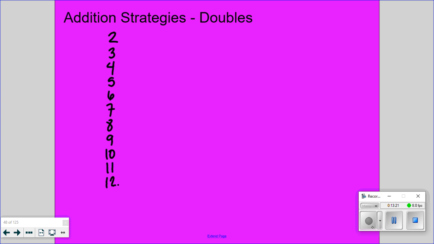What's the double of 2? 4. Doubles of 3, 6. Doubles of 4, 8. 5, 10. 6, 12. 7, 14. 8, 16. 9, 18. 10, 20. Some of you probably stopped here. We're adding 11 and 12. What's the double of 11? 22.